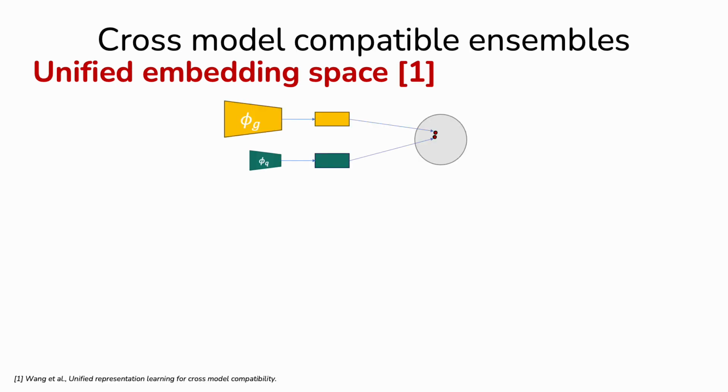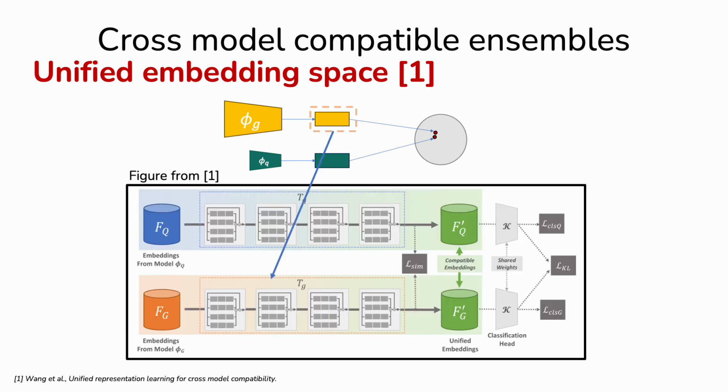In order to construct a unified embedding space, two transformation models are trained simultaneously. One to transform the gallery model's embedding space, and the other to transform the query model's embedding space. A similarity and a KL divergence loss are used to constrain both the gallery and the query transformed embeddings to be similar. And a classification loss ensures that the embedding space can be used to classify different identities.